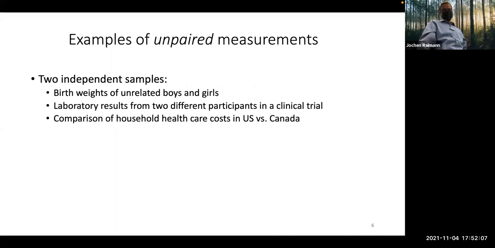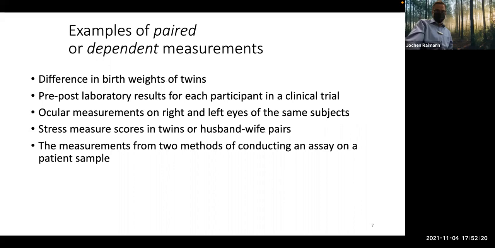Examples of unpaired measurements are birth weights of boys and girls, laboratory results from different participants in a clinical trial, household healthcare costs in the US versus Canada. There are ample opportunities for different examples, obviously. If you have paired measurements, you have birth weights of twins, pre and post lab results, ocular measurements on the right and left eye, stress measure scores in twins, husband-wife pairs, measurements of two methods conducting an assay.